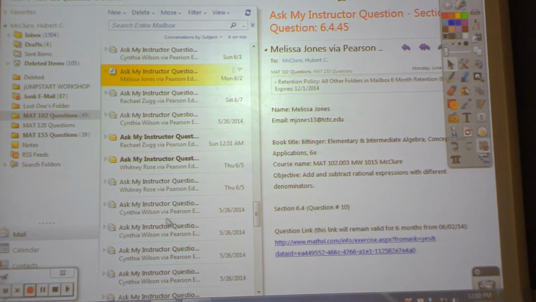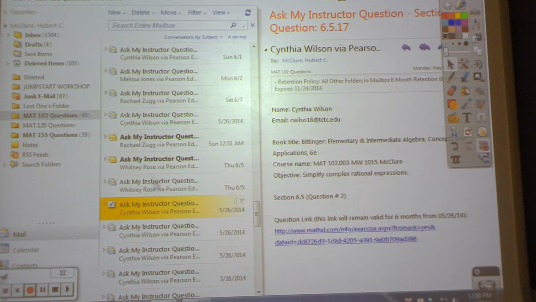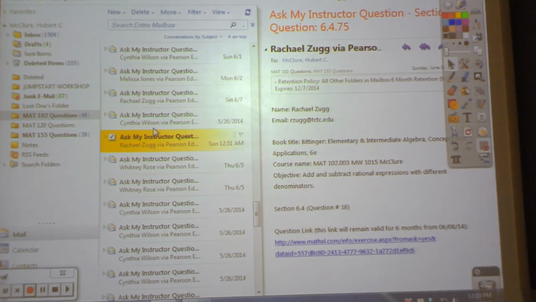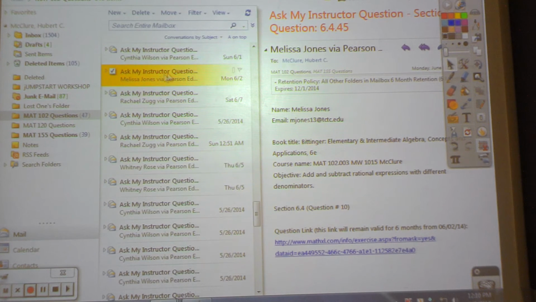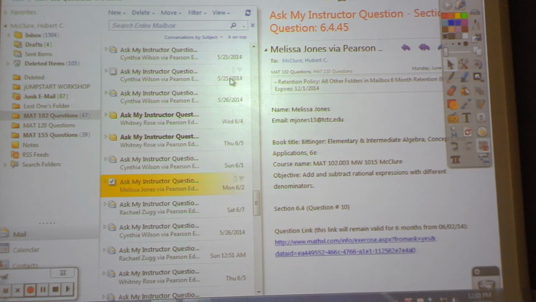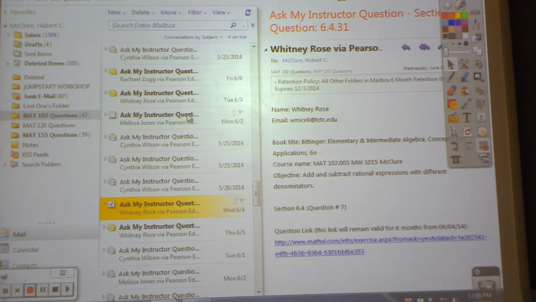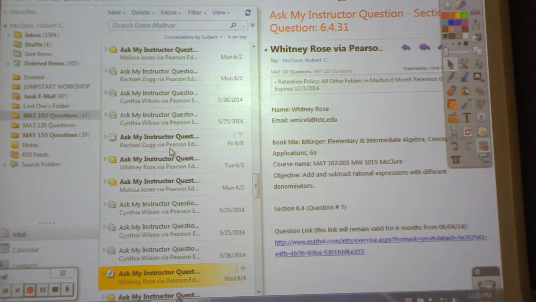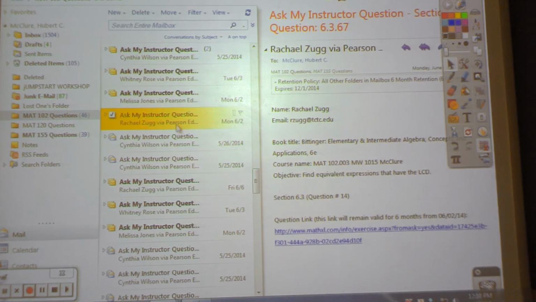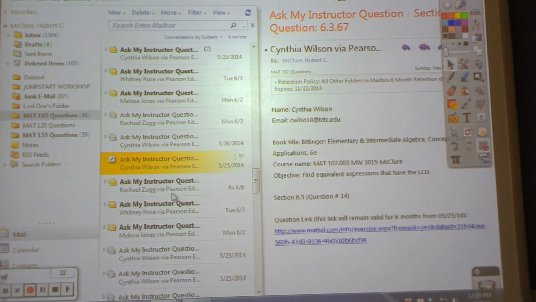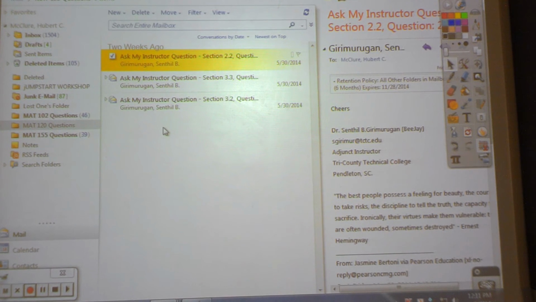It's not on here. I sent it. 6.4, there's all of 6.4. I sent it last, or no, not last night, Friday night. I don't have it. I don't know. Let me look in my other classes. It might have sent to the other class.